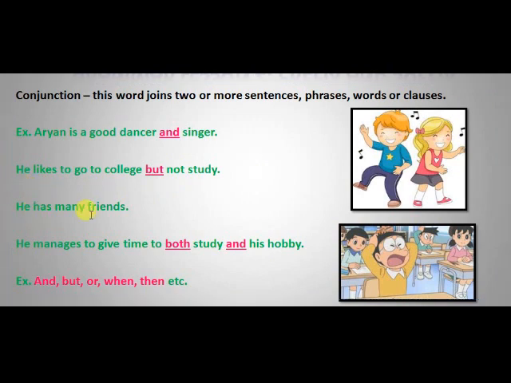Then the next one: he has many friends. He manages to give time to both study and his hobby. So two different sentences are joined together with the usage of the conjunction, making it very easy. So examples for conjunctions are and, but, or, when, then, etc.